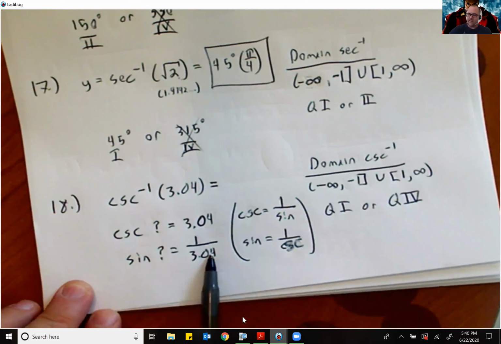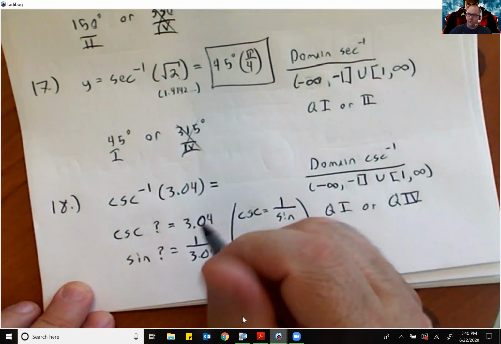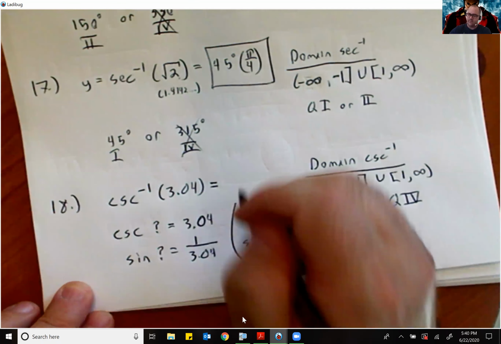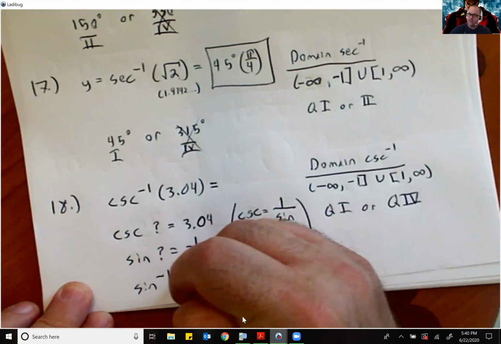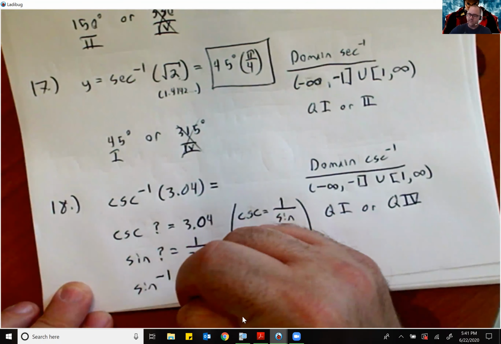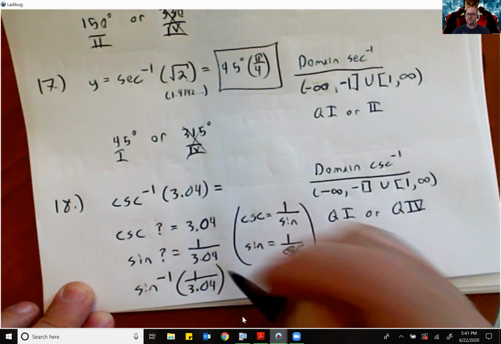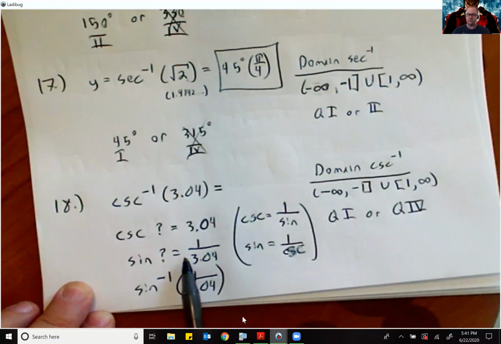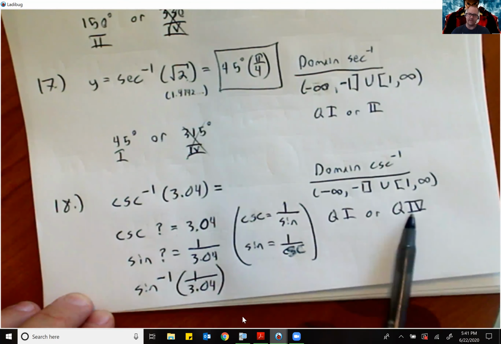We can definitely go into our calculator and figure out what our angle is, which will be the same as this one, using sine inverse of 1 over 3.04. Because these two represent the same angle. So this is what I'm going to put in my calculator to get my answer. And it will either be in quadrant 1 or quadrant 4 as the final answer.